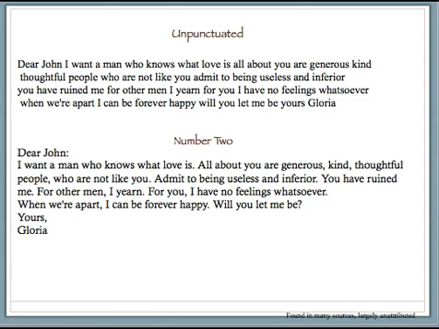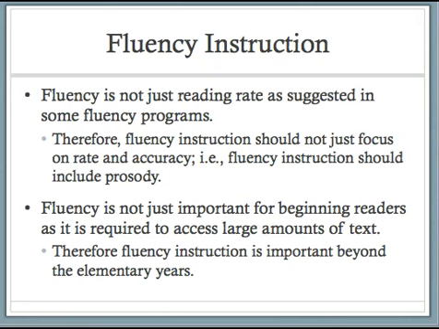So punctuation, of course, makes a tremendous difference in our writing. Stress makes a tremendous difference in our reading. What we also know about fluency is that it can get better with instruction. However, fluency instruction should not be considered just reading rate, as it is in some of the early fluency instructional programs. It should not just focus on rate and accuracy. It should also include prosody and then measures of comprehension.